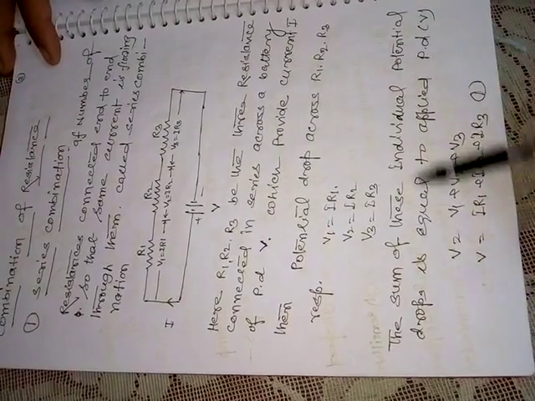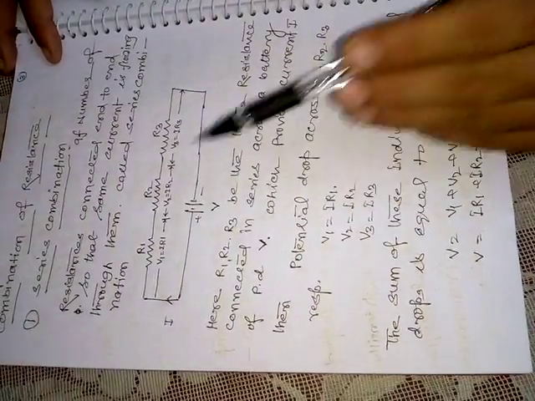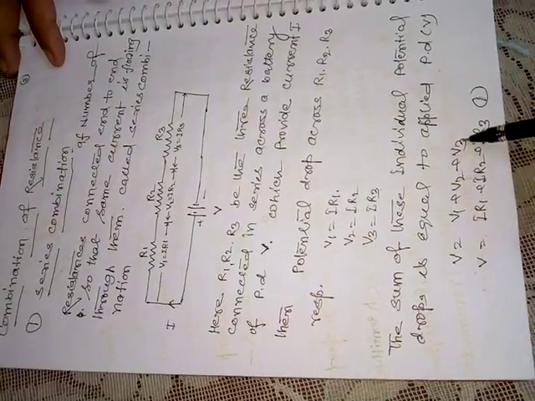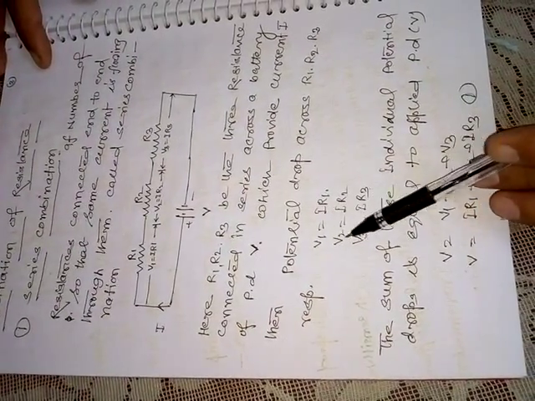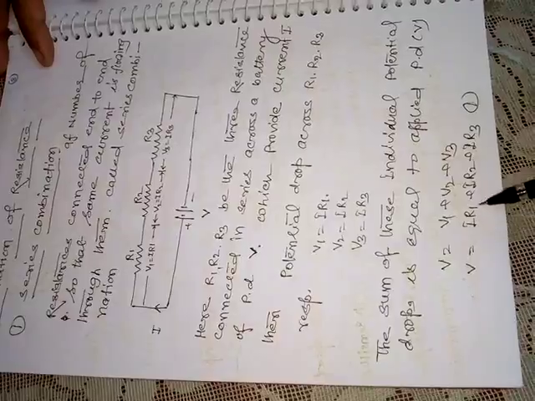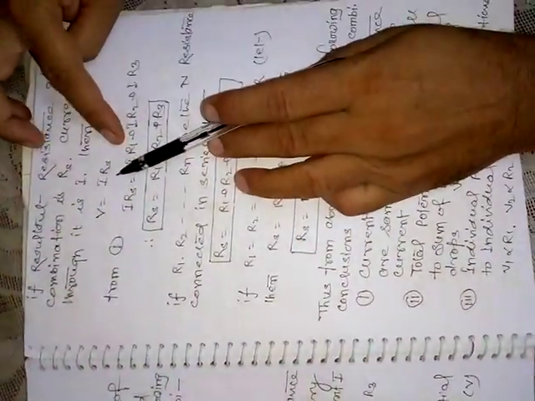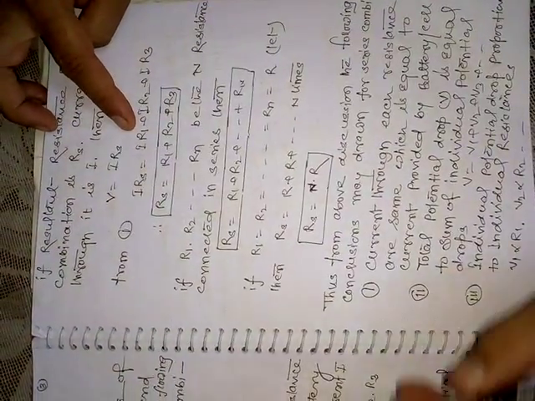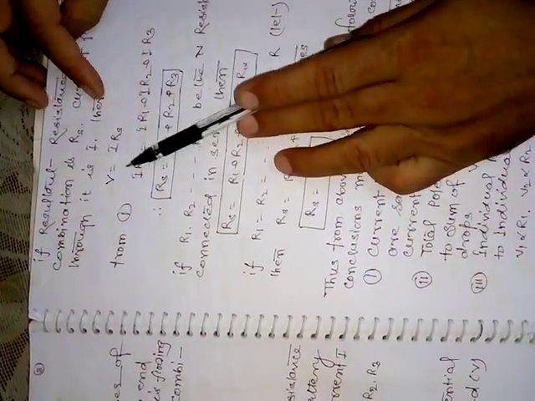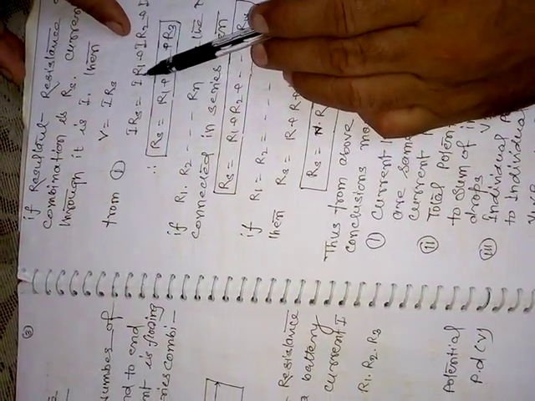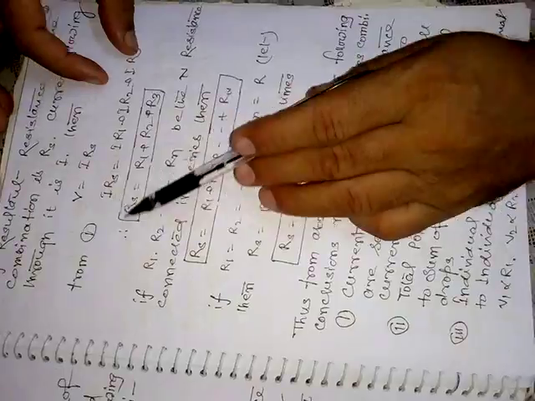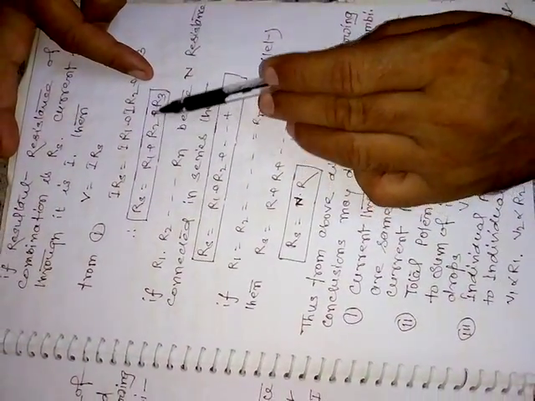Since sum of these individual potential drop is equal to applied potential difference, so V is equal to V1 plus V2 plus V3. Put the value of V1, V2, V3 here, so you will get V is equal to IR1 plus IR2 plus IR3. Suppose the resultant resistance of the combination is RS and current flowing through circuit is I, so V is equal to IRS. So from equation first, IRS is equal to IR1 plus IR2 plus IR3. Finally you will get RS is equal to R1 plus R2 plus R3.